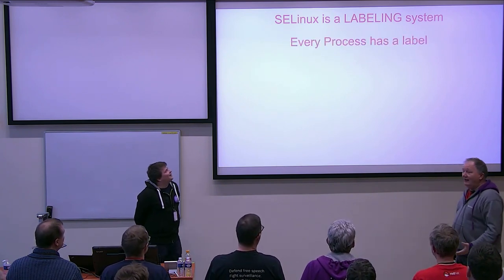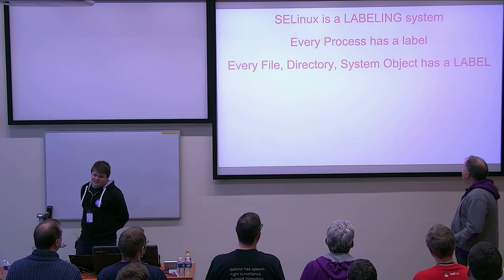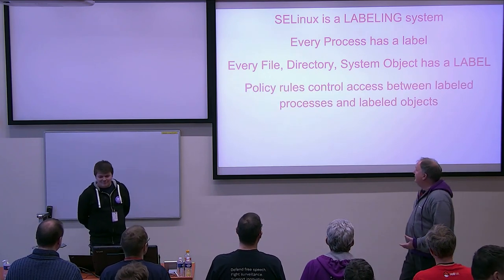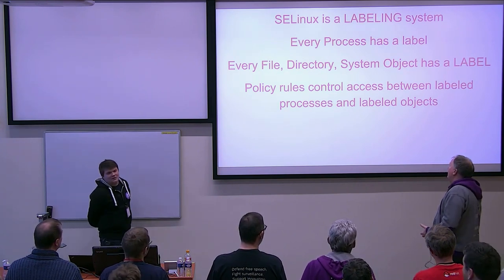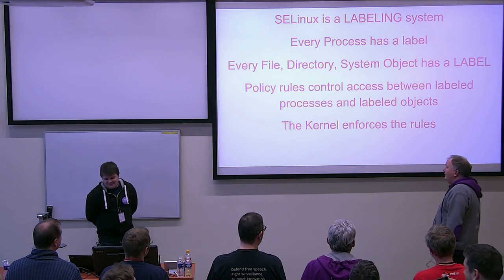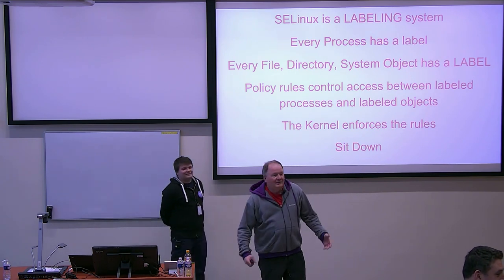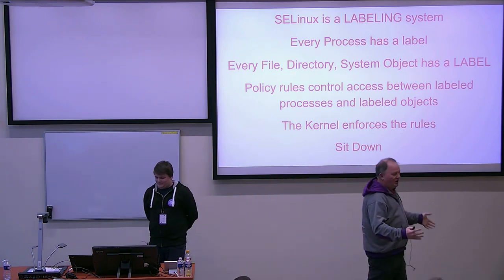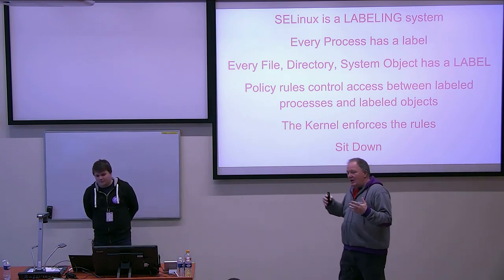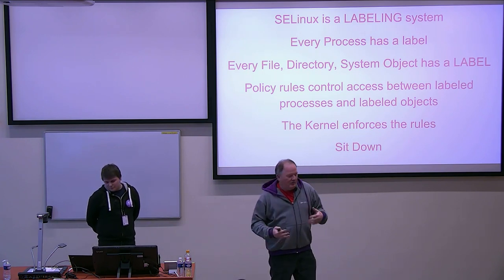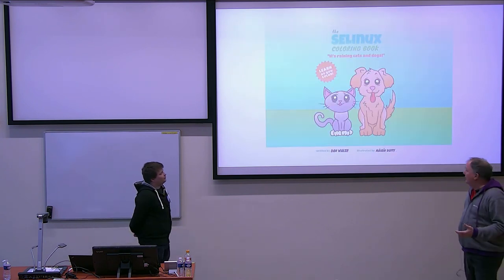Ready? Every process has a label. Every file, directory, system object has a label. Policy rules control access between labeled processes and labeled objects. The kernel enforces the rules. And we write rules that say how an object interacts with that. So now we can go into a deep technical dive. So we're going to bring up, of course, SELinux.